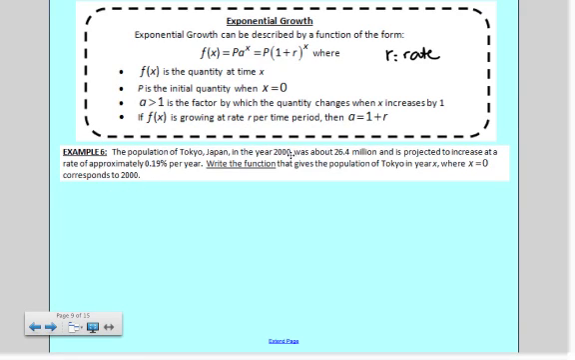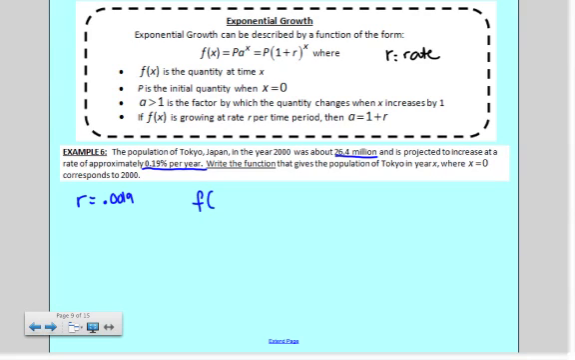So example 6: the population of Tokyo in the year 2000 was about 26.4 million. Notice our units here. It's projected to increase at a rate of approximately 0.19%. Now notice that is 0.19%, so the rate is not 0.19 but 0.0019. You have to pay attention and read carefully. Write the function that gives the population of Tokyo in year X, where X corresponds to 2000. We're talking about millions, and it says gives the population of Tokyo, so I would assume in millions.